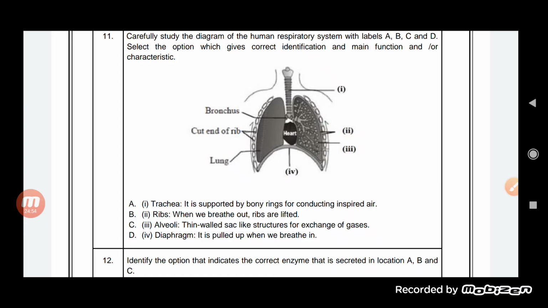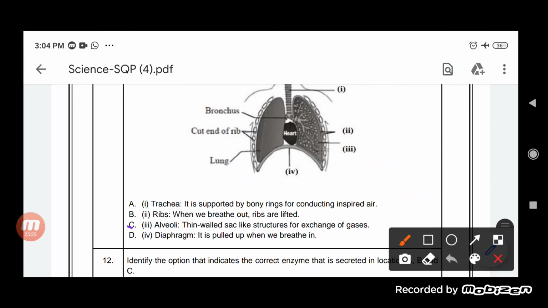Obviously the first one is the trachea, the bronchus, and it is supported by the bony ridges. Basically, it is the lungs which are supported by the bony ridges. So the first one is not the correct function. Second one is the ribs. When we breathe in, the ribs are lifted. Okay, it is lifted. Third one, alveoli is the correct option, students.